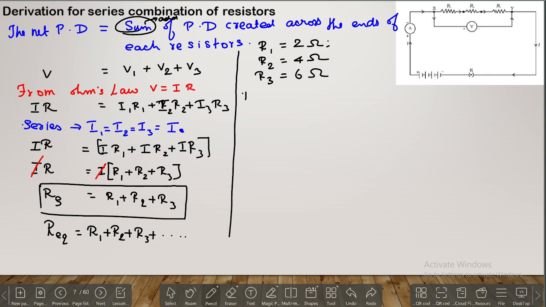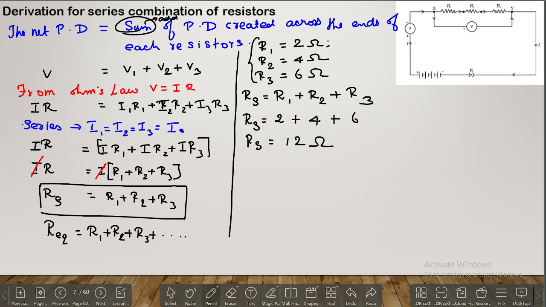So what is the formula? R is equal to, totally how many resistors are there? 3 resistors are there. Then I can write the formula as R is equal to R1 plus R2 plus R3. Now R is equal to, what is the value of R1? 2 plus 4 plus 6. If we are adding all the numbers, the net resistance in series combination will be equal to 12 ohm.